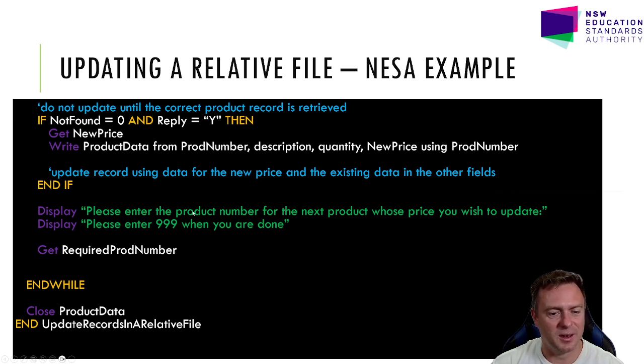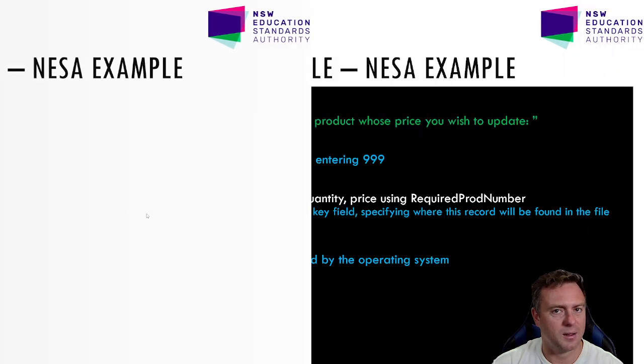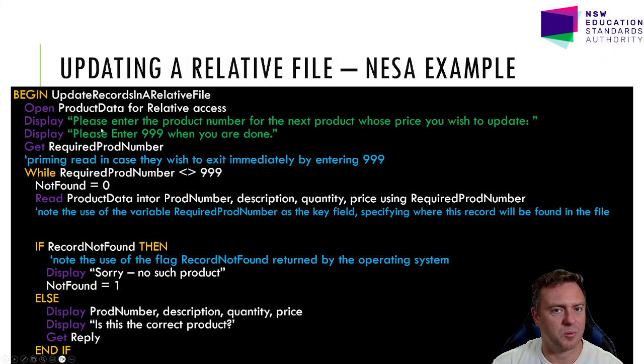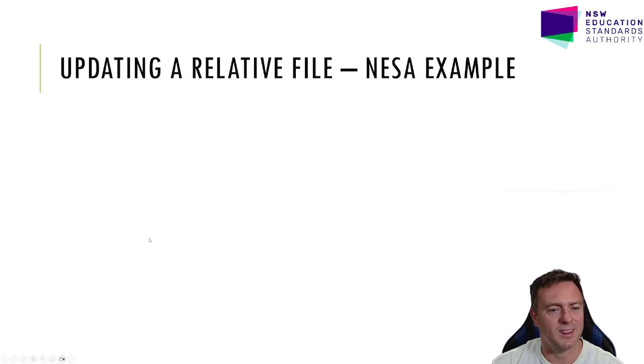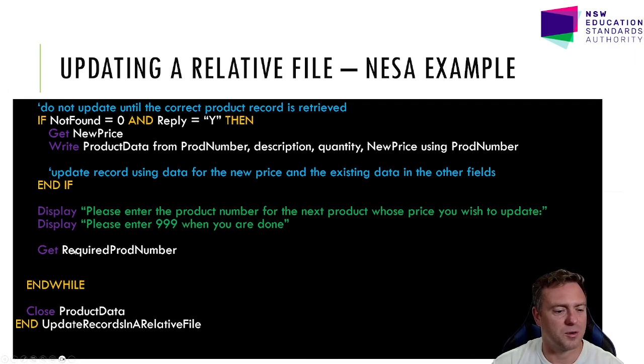Display, please enter the product number that you wish to update. Please enter 999 when you're done. Get the product number. So that is exactly the same. So the prime reading is actually done at the end, so then it can loop through and go back to the start. Cool. And then end the while, close the product data, and then end the update records in a relative file.